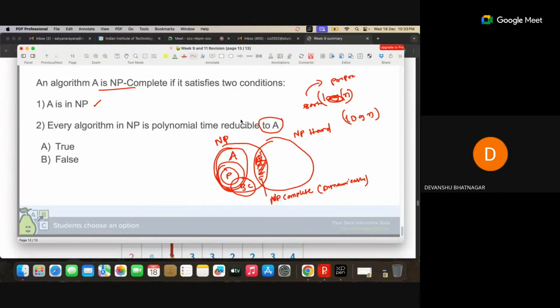So, sir, B and C reducible to A means those problems can be done with the help of A, no? Here reducible means somebody is helping A. Polynomial time reducible to A means they are trying to reduce the complexity of A. Clear? Okay, got it. They are trying to reduce the complexity of A.